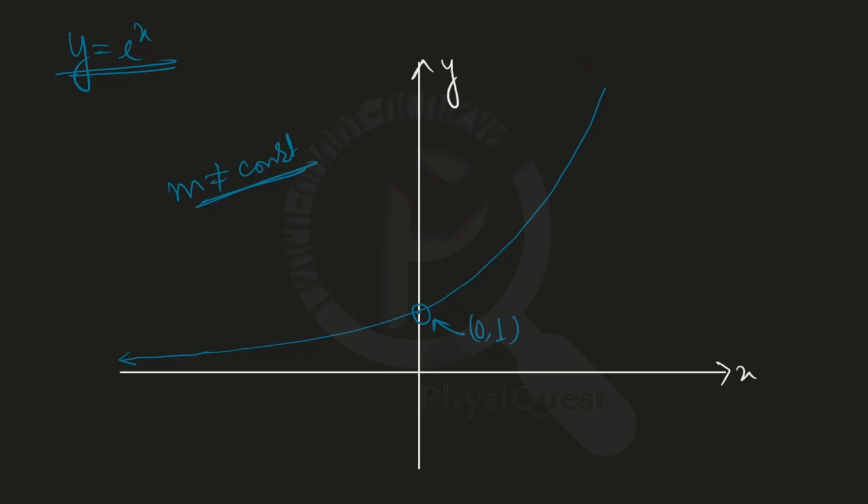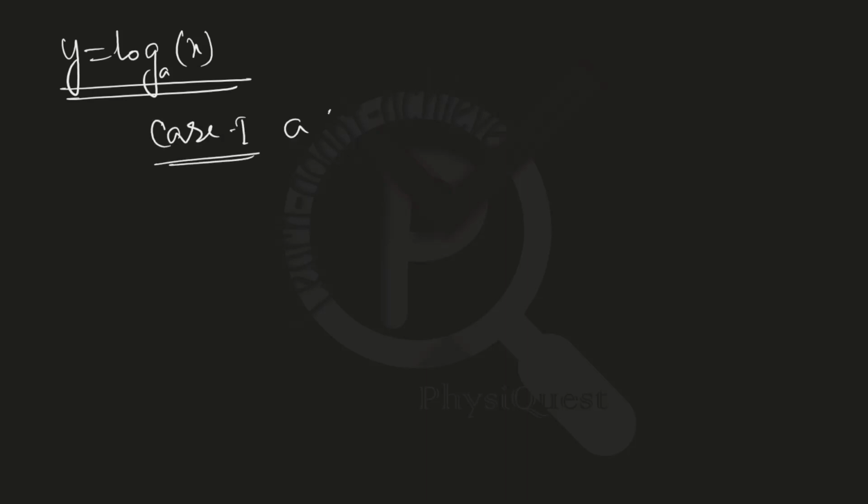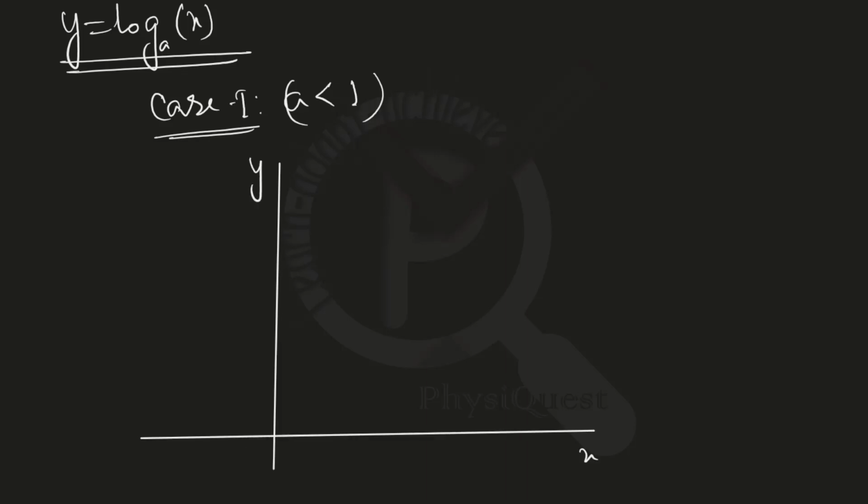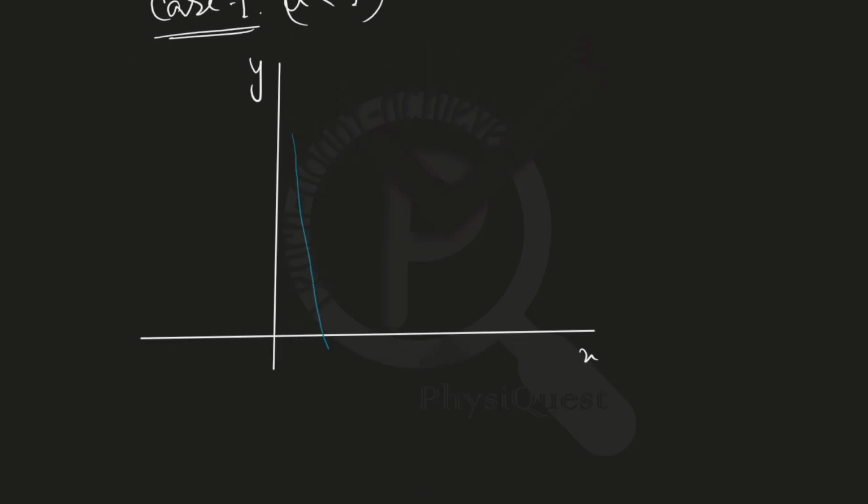Let me go to the next one, that is logarithm. So y equals log base a, operating on x. Now here there are two cases. The first case is when a is less than 1, when the base is less than 1. Then the graph looks like this, let me just draw, this is the x, y. Yeah, this will go like this. So we say that this is monotonically decreasing.